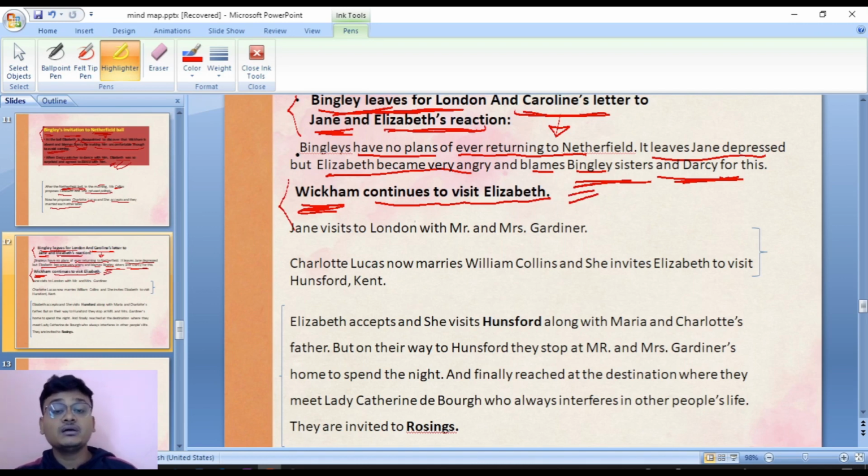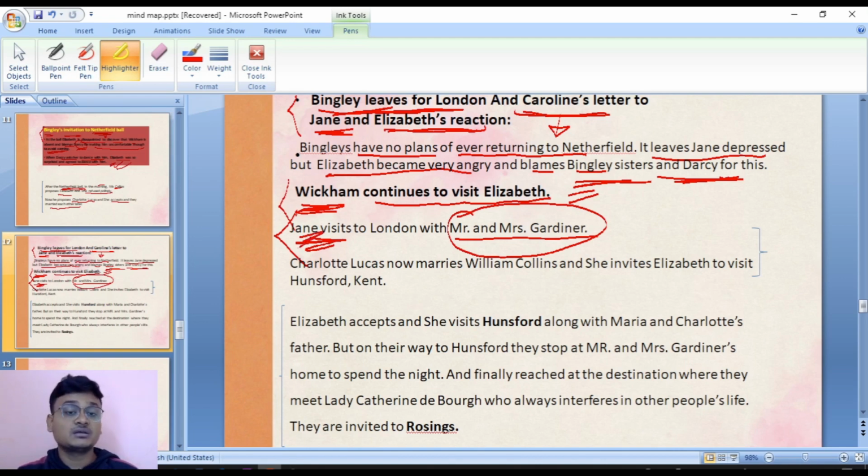Now what happened? One day, when Mr. and Mrs. Gardiner reach the Longbourn estate, they tell Jane to visit London. That's why Jane visits London with Mr. and Mrs. Gardiner. Unlike the other members of the society, Mr. and Mrs. Gardiner are very close to the Bennet family. They are really good human beings.